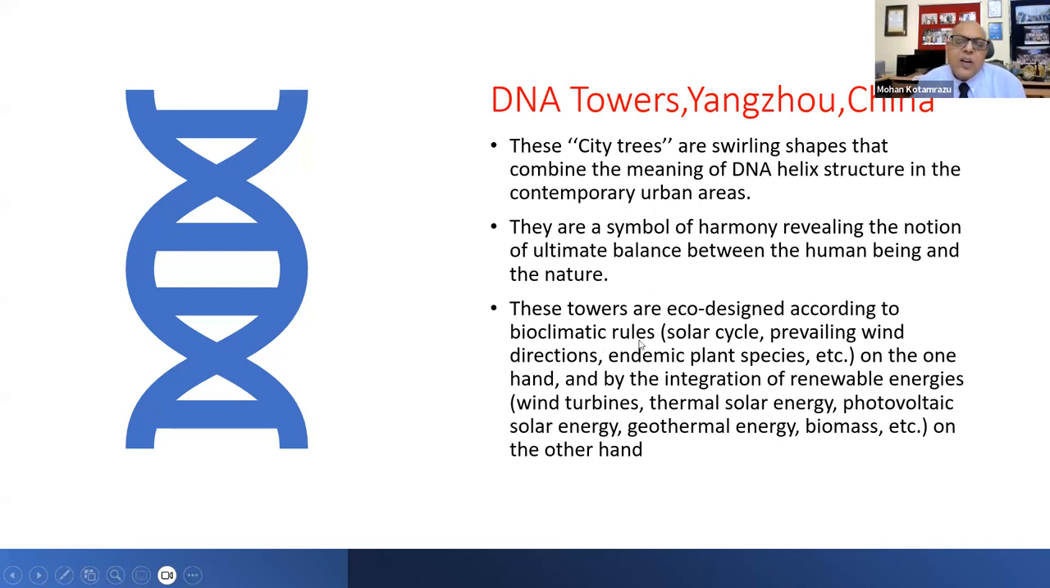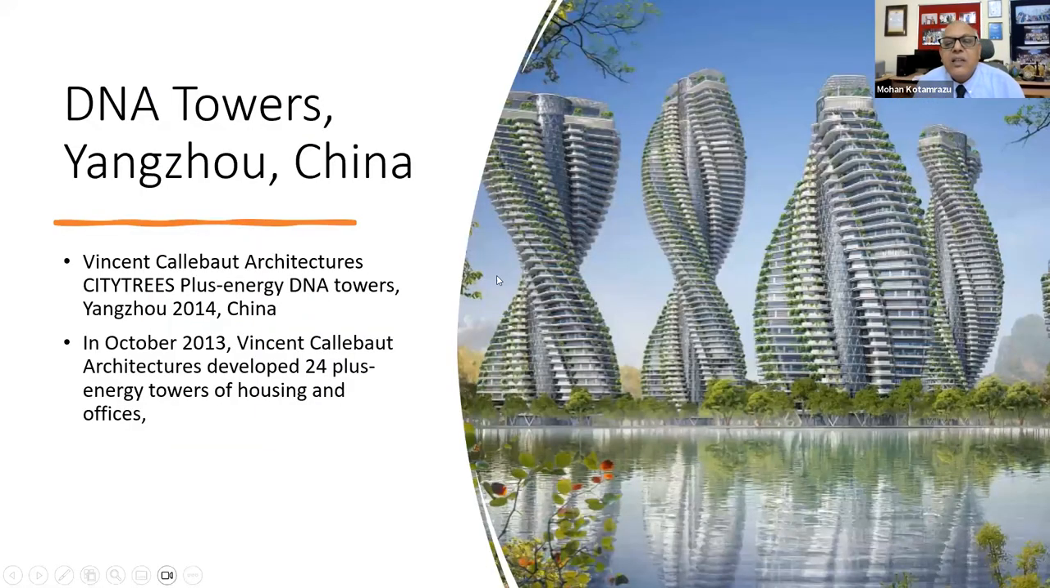Bioclimatic rules means you have to design according to the sun. Bioclimatic design was popularized by Kenneth Yeang from Malaysia, and he did his PhD on the bioclimatic skyscraper. The entire buildings he designed according to the sun path diagram and prevailing wind direction, with endemic plants, which means plants locally available, and then integrating renewable energies like wind turbines, thermal solar energy, photovoltaic, then geothermal energy. All these are integrated into each tower.